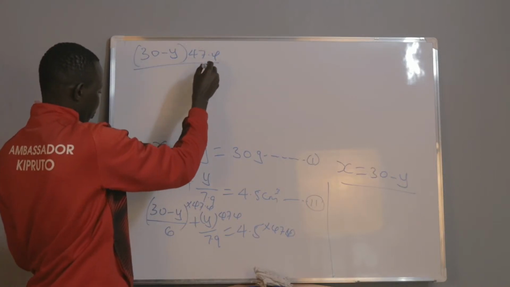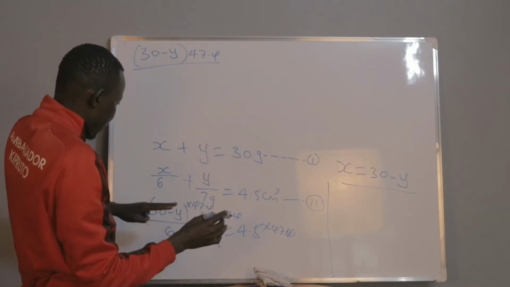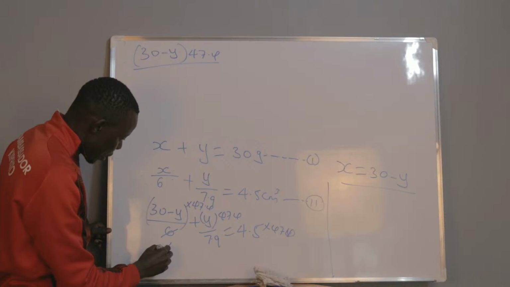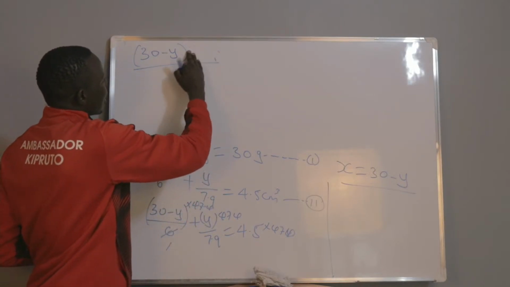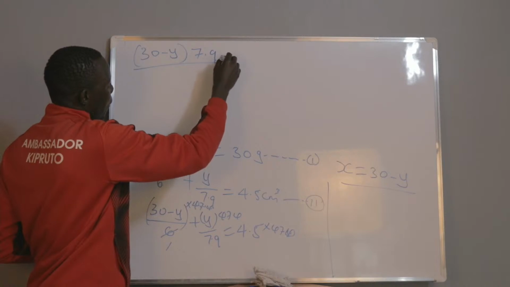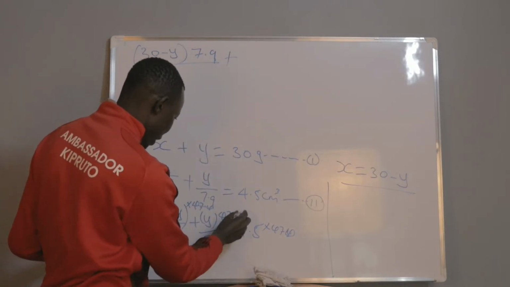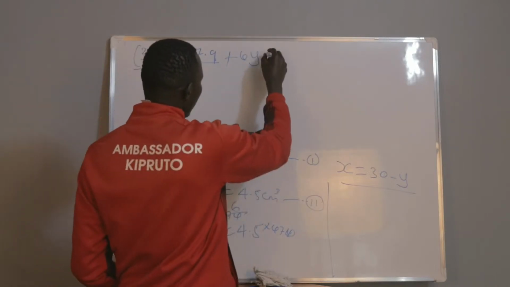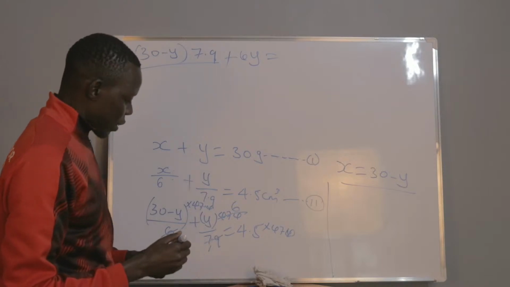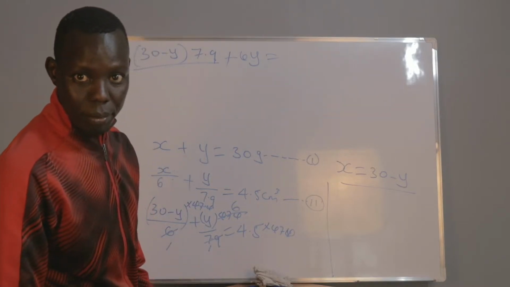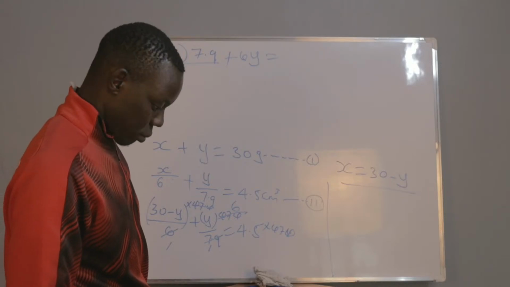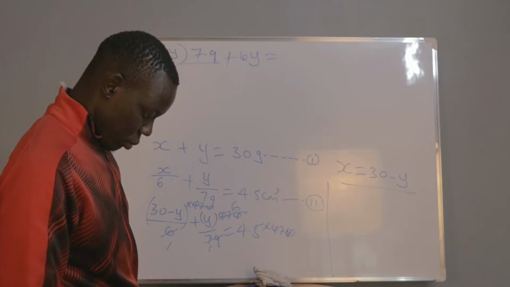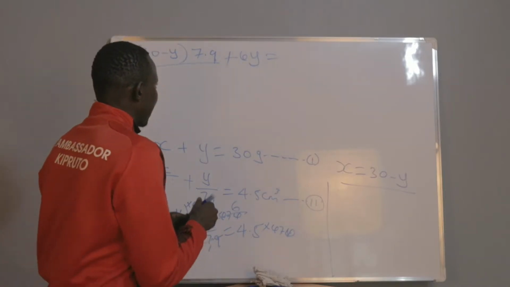47.4 over 6. So can you cancel this 7.9, right? 7.9 times this 30 minus Y, plus this 6Y, is equal to 4.5 times 47.4. Let me do it. It is equal to 213.3.